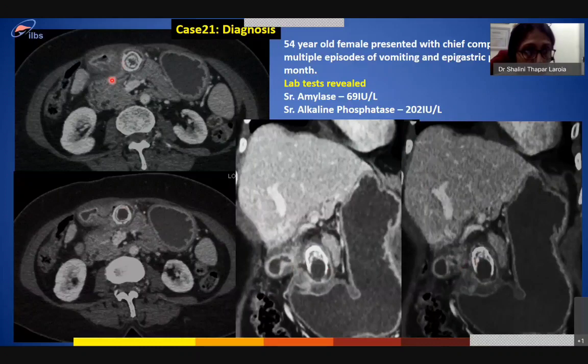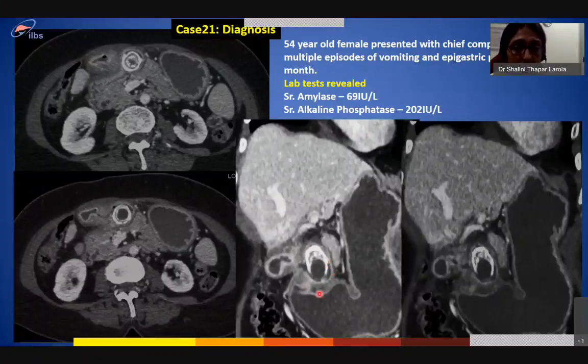This is not really the pylorus. This is the gallbladder lumen, which is distended and thickened where it is communicating. So this is nothing but a gastric version of a gallstone ileus. So this was a large gallstone, which has eroded from the neck, formed a path and migrated into the pylorus and embedded there. This had happened about a month ago.